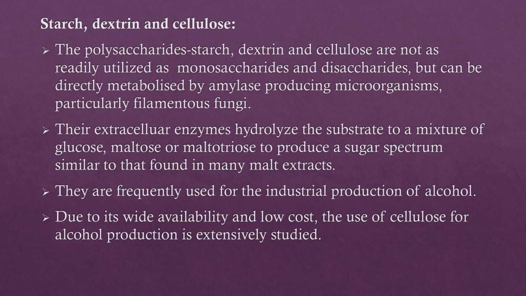Next, we will see about starch, dextrin, and cellulose. The polysaccharides starch, dextrin, and cellulose are not as readily utilized as monosaccharides and disaccharides, but can be directly metabolized by amylase producing microbes, particularly filamentous fungi. Their extracellular enzymes hydrolyze the substrate to a mixture of glucose, maltose, or maltotriose to produce a sugar spectrum similar to that found in many malt extracts. They are frequently used for the industrial production of alcohol. Due to its wide availability and low cost, the use of cellulose for alcohol production is extensively studied.